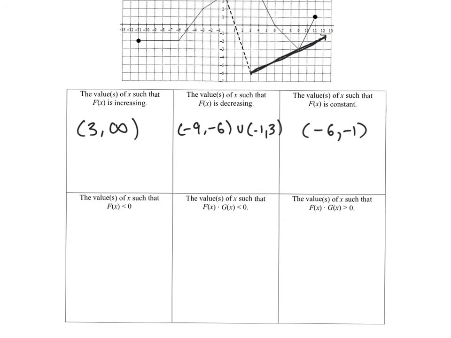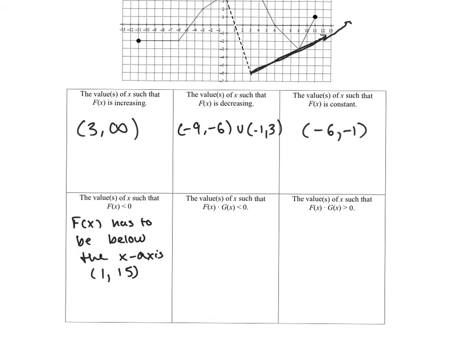So the values of x such that f of x is less than 0. So then f of x has to be below the x-axis, okay? And that's at the interval 1 to 15, all right? 1 to 15. Like I said, 15 you can't see, but if this graph keeps on going, it crosses about 14, 15, all right?